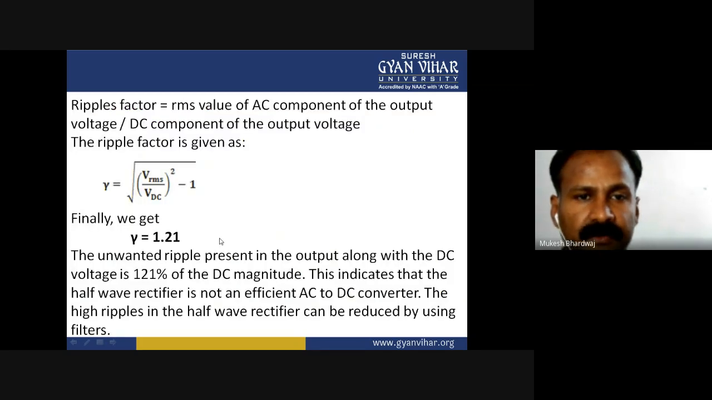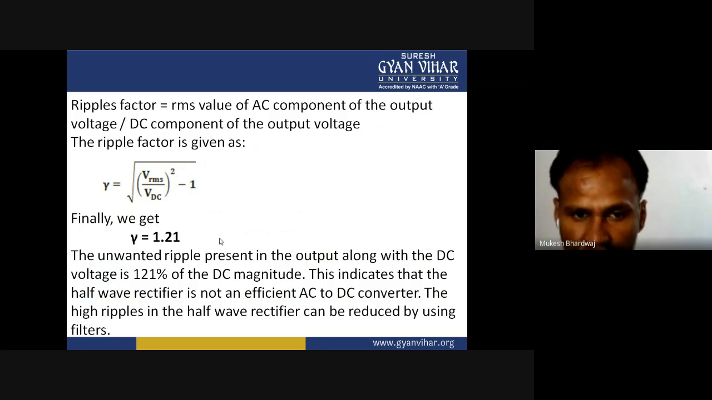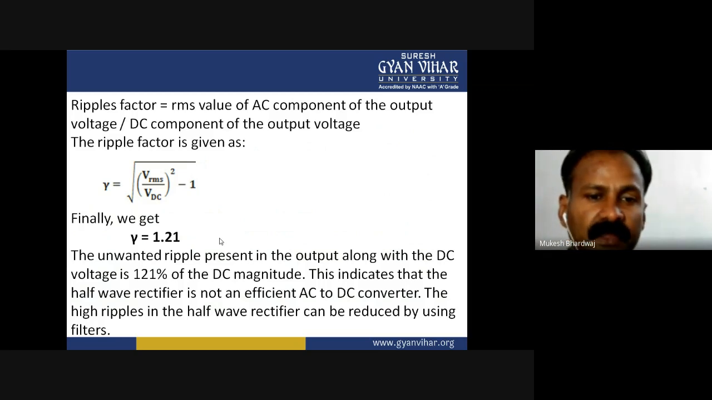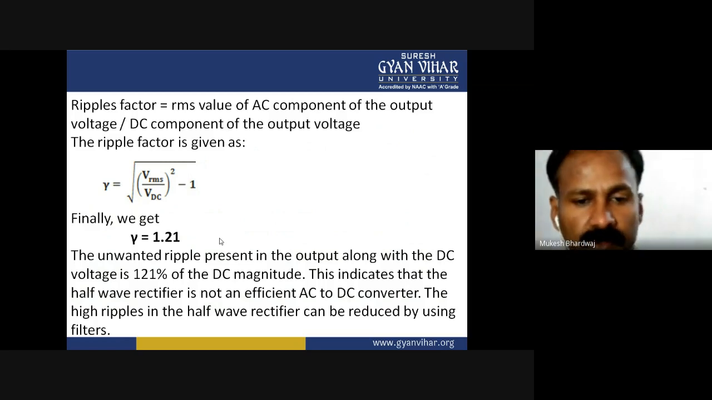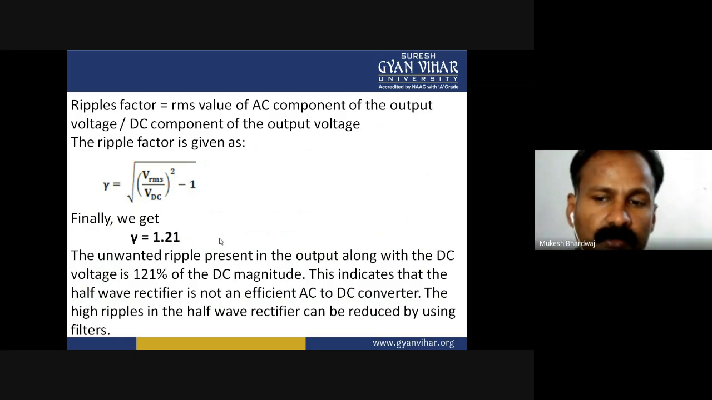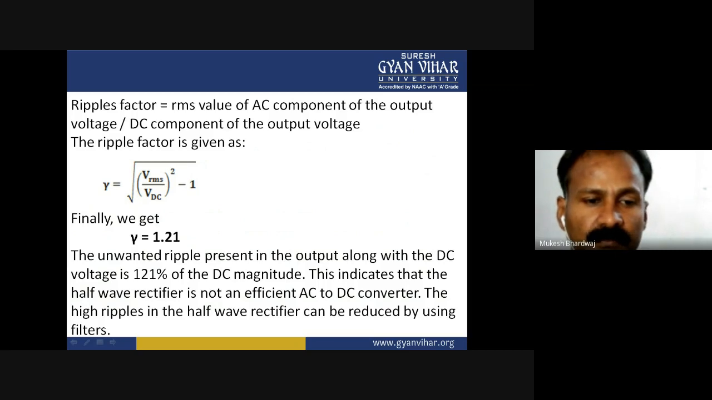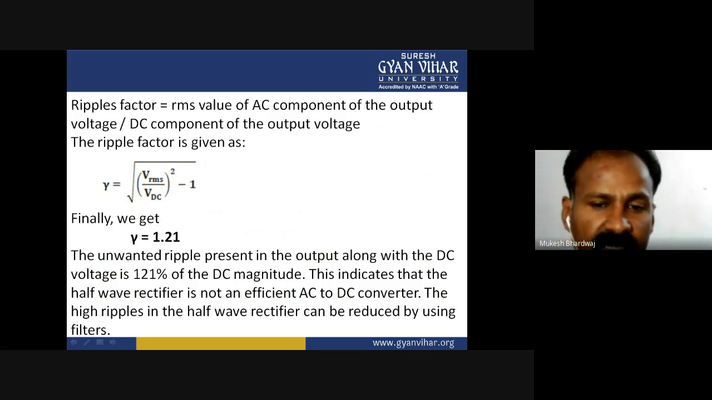So the ripple factor is equal to the RMS value of the AC component of the output voltage to the DC component of the output voltage. The ripple factor is given as gamma equals square root of (Vrms upon Vdc) whole squared minus 1. Finally, we get gamma equals 1.21. The unwanted ripple present in the output along with the DC voltage is 121% of the DC magnitude.